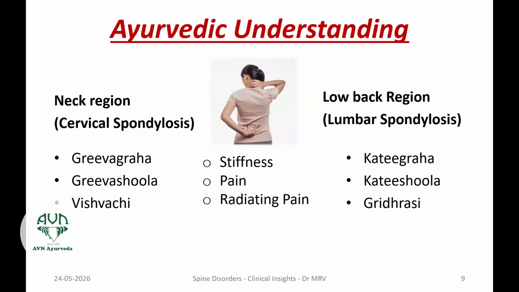Griva Graha, Griva Shivila, Vishwachi: stiffness, pain, and radiating pain. This stiffness, pain, and radiating pain can also be seen in Kadi Graha, Kadi Shivila, and Gridhrasi. This means the same problem occurs in two different parts of the body, but the symptoms are almost the same. The stiffness, pain, and radiating pain are seen in all these clinical conditions.